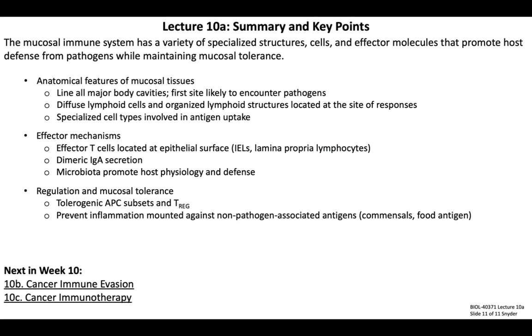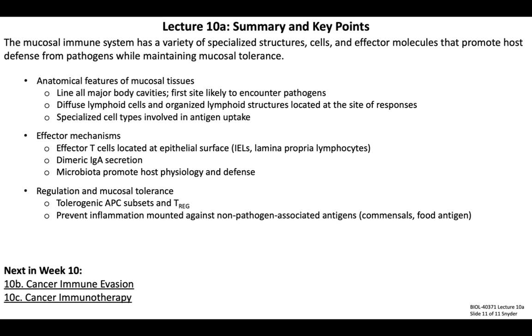To summarize this lecture, we've learned about some specialized properties of the mucosal immune system that enable rapid responses to infection while maintaining mucosal tolerance against harmless environmental antigens. This is important since mucosal epithelium lines all body cavities, which are exposed to the external environment and are therefore most likely to be the site where pathogens are first encountered. These specialized properties include anatomical features of the immune system, unique effector mechanisms of those cells, and specialized regulatory mechanisms that establish peripheral tolerance in the mucosal epithelium.